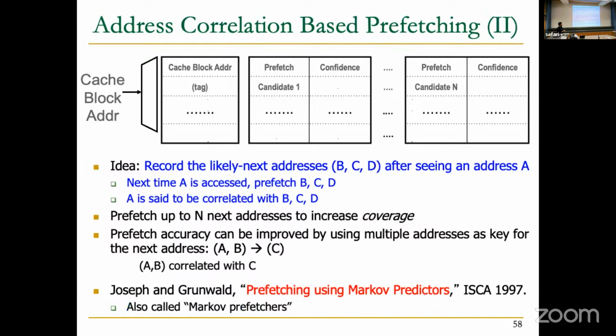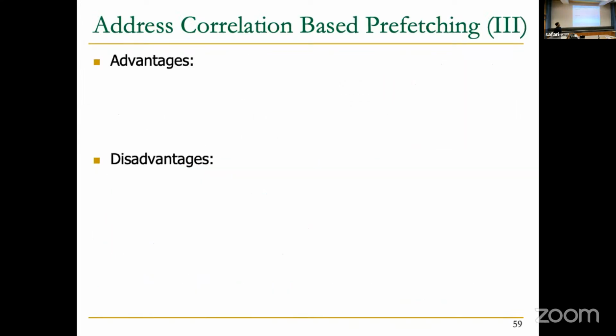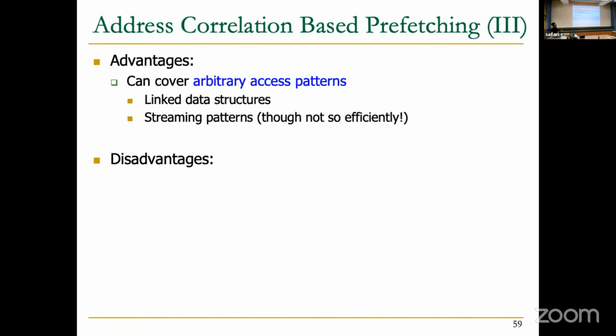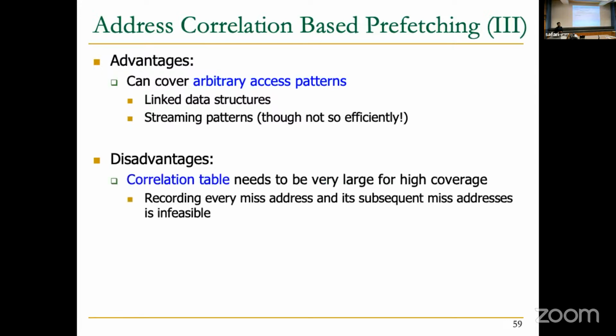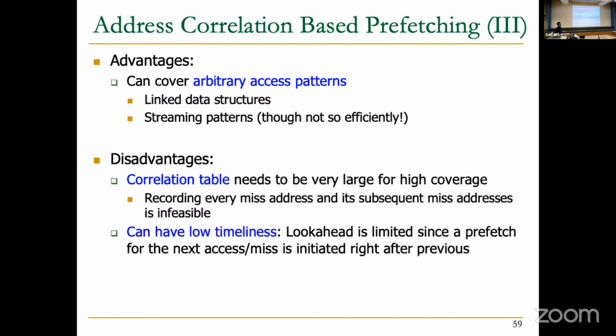This one was proposed in a 1997 ISCA paper. It's also called the Markov prefetcher because of this Markov transition model. The advantage of this Markov prefetcher is that it can cover arbitrary access patterns. But the disadvantage is that these correlation tables can grow arbitrarily large. We would have some homeworks where you would see that these tables can go arbitrarily large, and that's the key limiter of this technique.